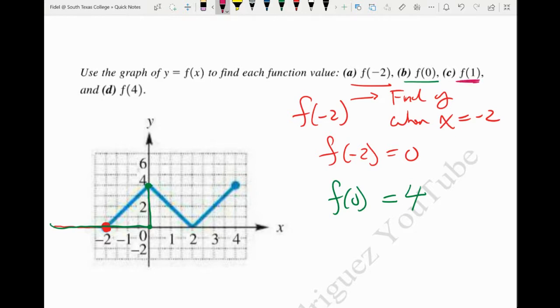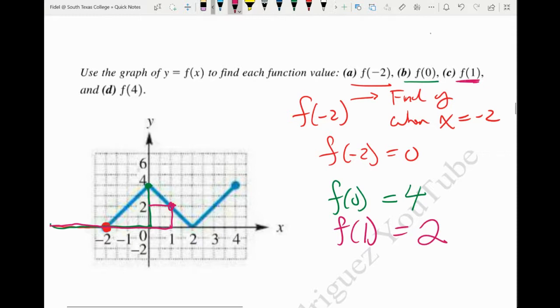And let's try f of 1. Okay, so f of 1, I'm going to start cruising over here, and if I want to hit my graph, I've got to move up. We're going to move up to 2. There you go. And then we've got one more to do, f of 4.